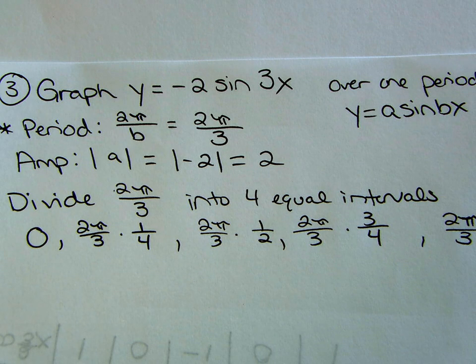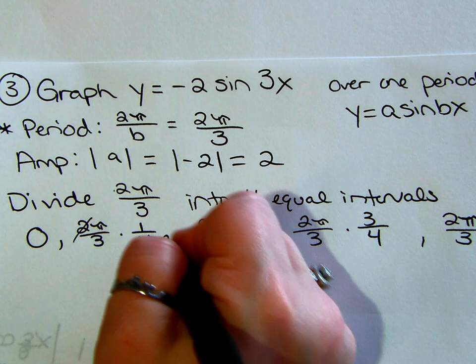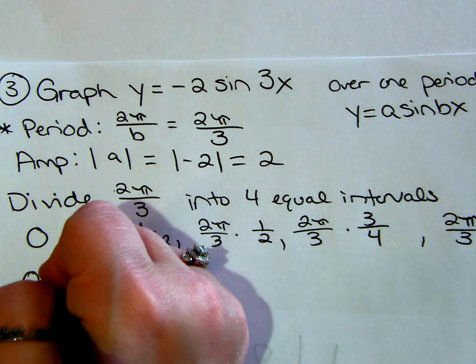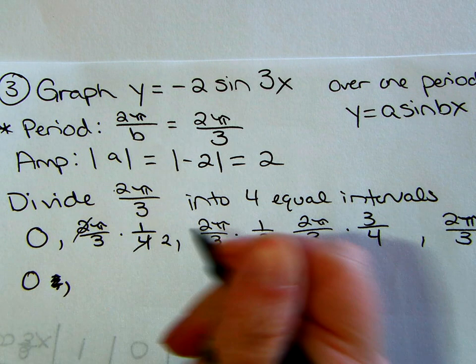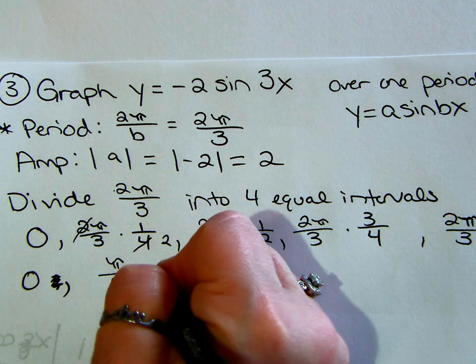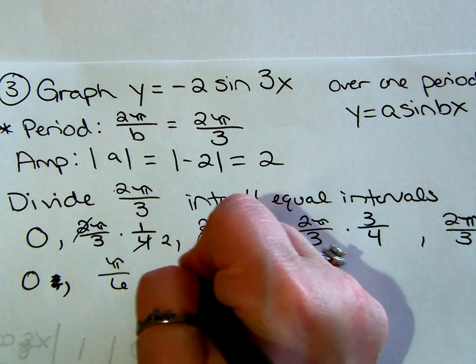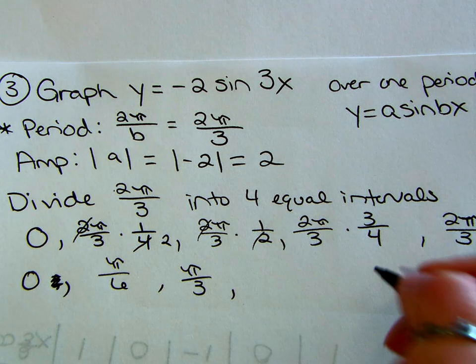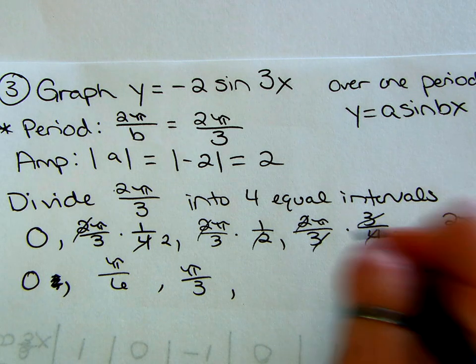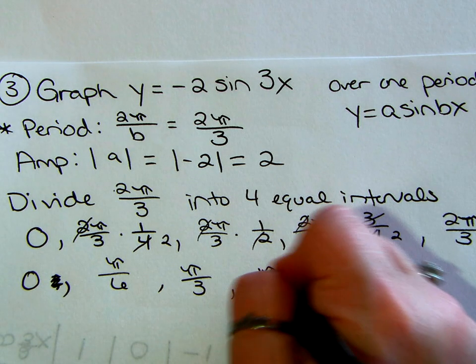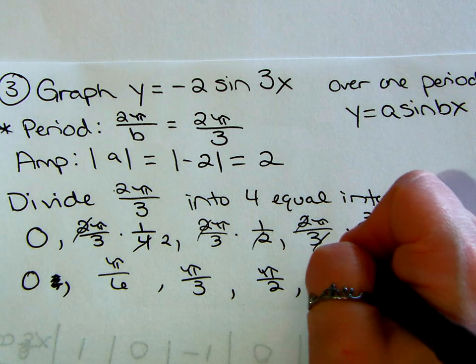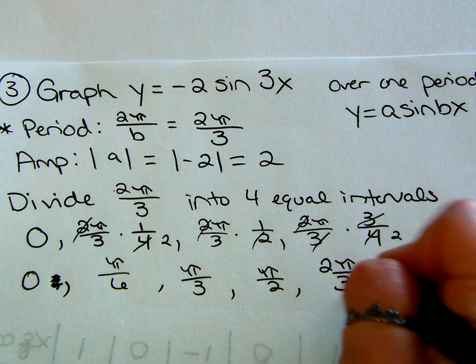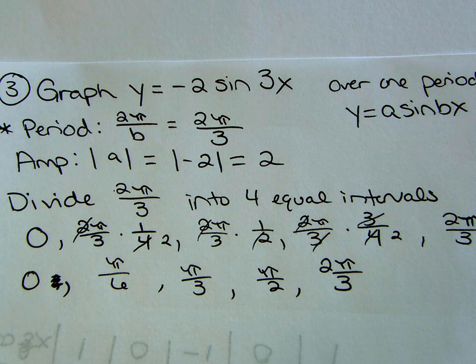So we get 0, pi over 6, pi over 3, pi over 2, and 2 pi over 3. That's how we're going to subdivide our period, and those are going to be the x values that we're going to put into our function to figure out our outputs.